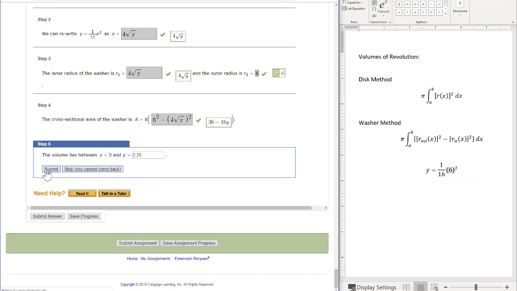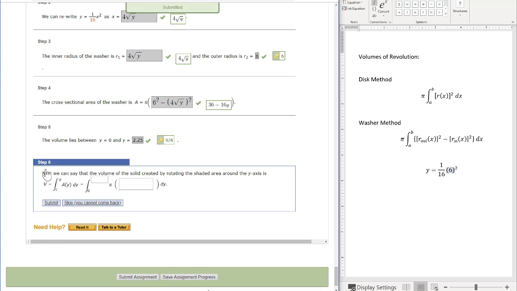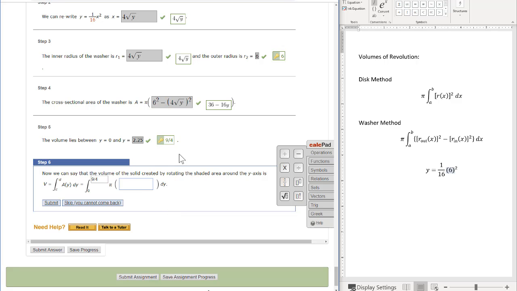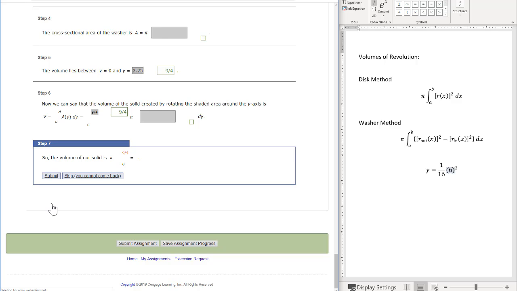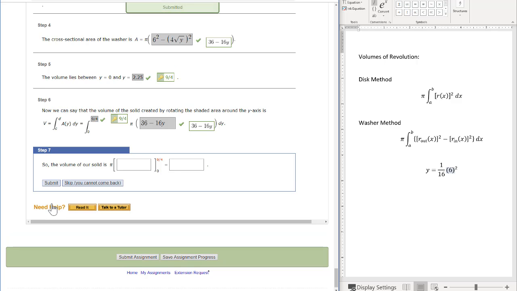So let's submit. And then now we figure out our volume. So our volume is going to go to 2.25, or 9/4 they have. And then the expression that's going to go in here is going to be the area, which is pi times, we calculated it already in an earlier step. That's 36 minus 16y. And then this is going to be making our cuts along the y. And then so now we just have to figure that out.